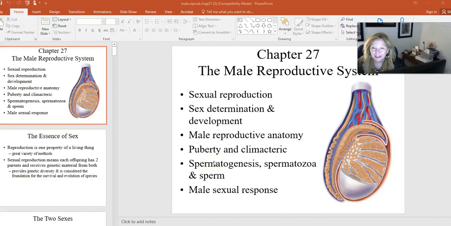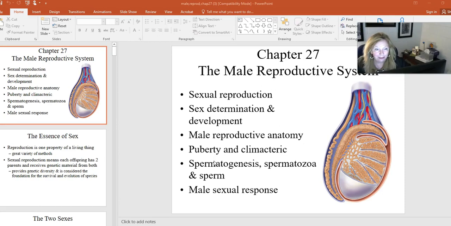For the reproductive system, we start with the male reproductive system, and we will take a look at the difference between sexual and asexual reproduction. We will also look at some of the developmental processes from the female and the male, and we will go through those developmental stages and then even speak some on sexual response.